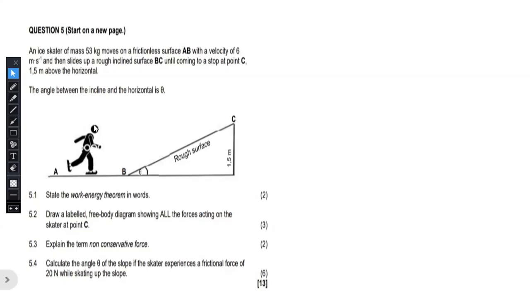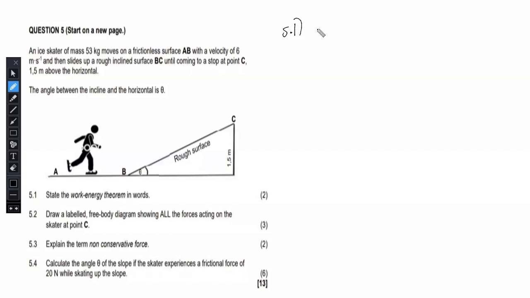Okay, so we have question 5 on work, energy, and power. It says an ice skater of mass 53 kg moves on a frictionless surface AB with a velocity of 6 meters per second and then slides up a rough inclined surface BC until coming to a stop at point C, 1.5 meter above the horizontal. The angle between the incline and the horizontal is theta. So we are not given the value of the angle there. 5.1 says state the work energy theorem in words. So easy peasy, 2 marks there.